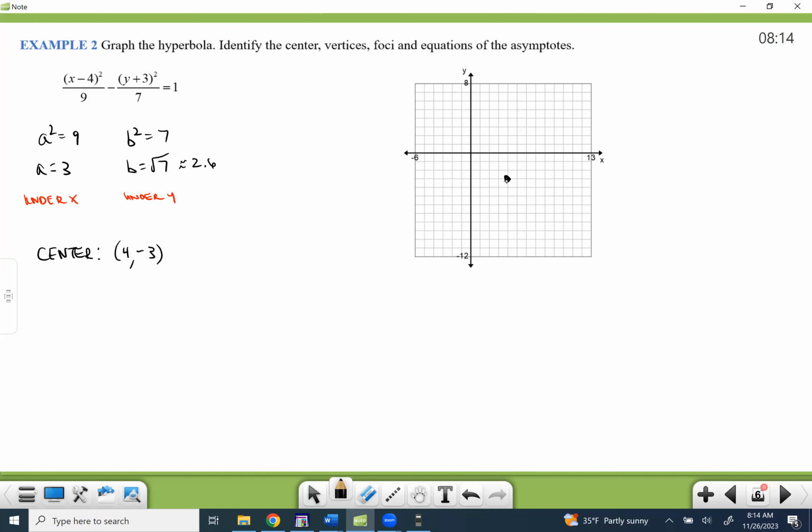So we already know we're going to go 3 in the X direction. So 1, 2, 3. 1, 2, 3. Then we know we're going to go 2.6 in the Y direction. 1, 2.6. And then we're just going to draw our reference rectangle.